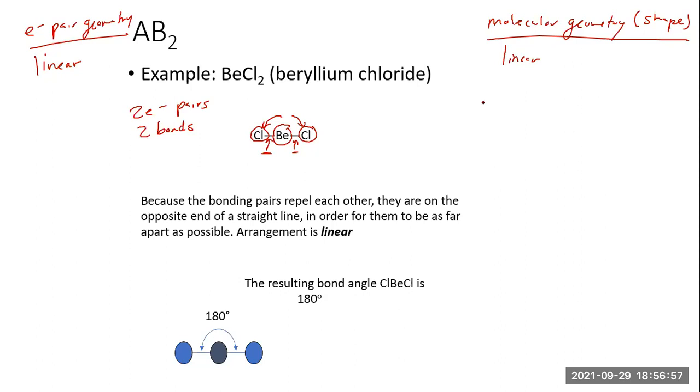So those 2 chlorines that are bonded to the beryllium go, I do not want to be near you. I'm going to go this way. This guy is going to go this way. And they end up basically being able to spread out at opposite ends of each other and end up with an electron pair geometry of linear and a molecular geometry of linear, which again is 180 degrees apart.